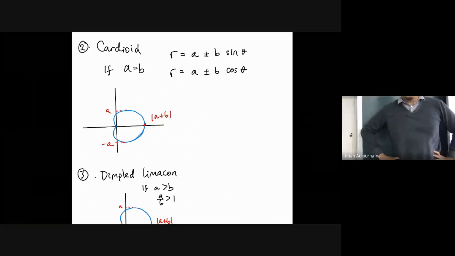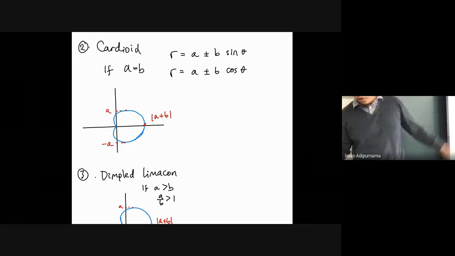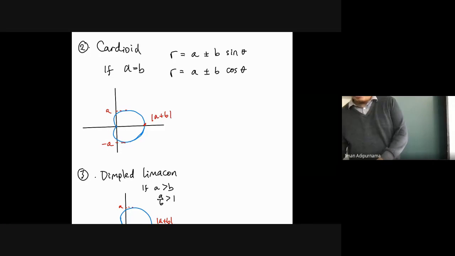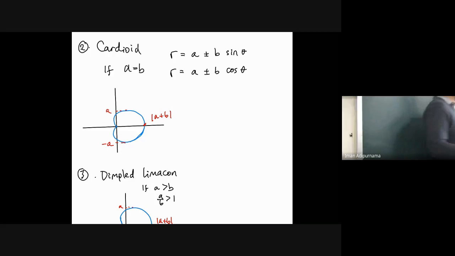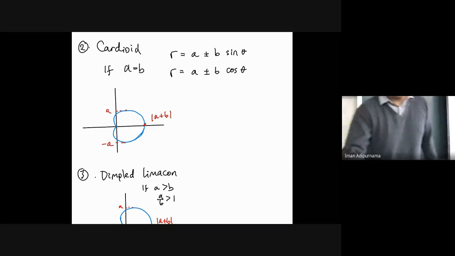Okay, we are now on the limason, and tomorrow I will finish the rest of the polar, and maybe go on to the parametric equations. Parametric equations are not too long. I think we can finish tomorrow. If not, then the quiz is not next week, but in 2 weeks. Okay, I think that's for today.